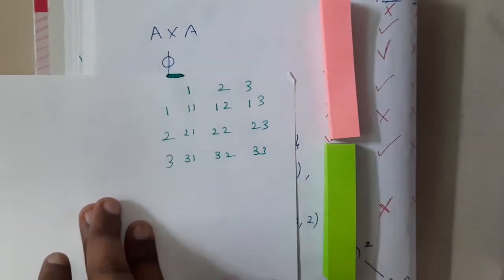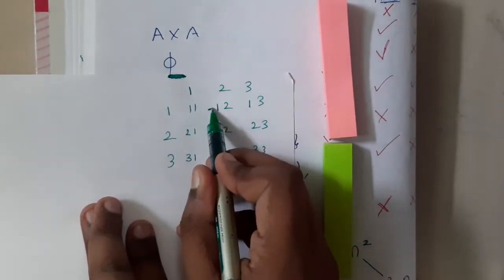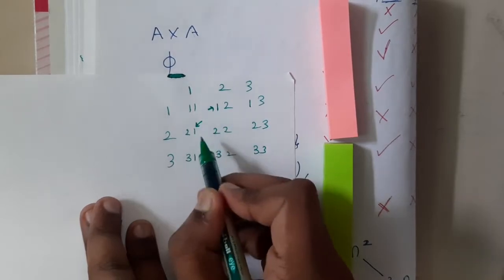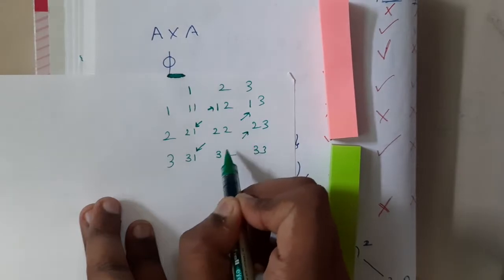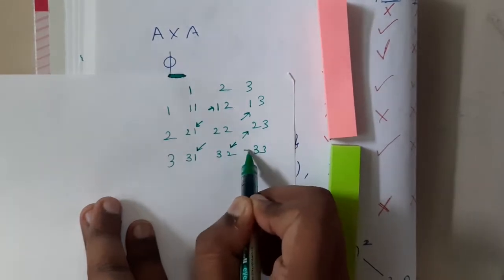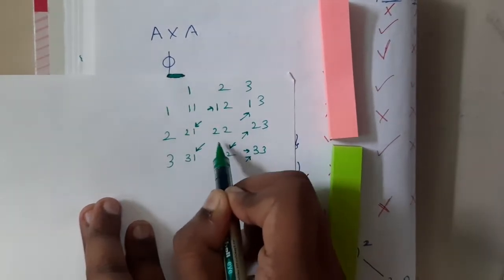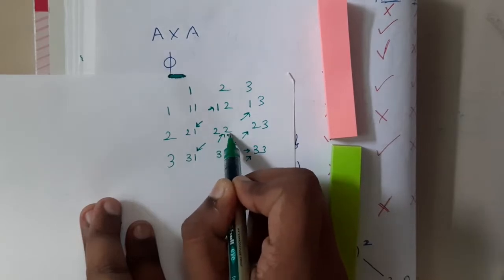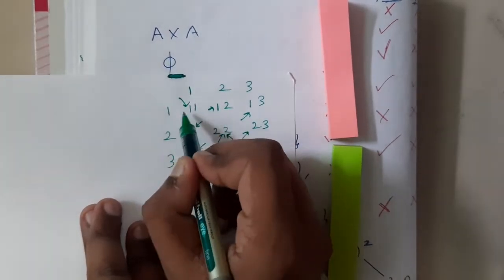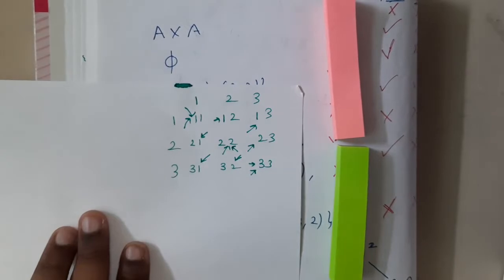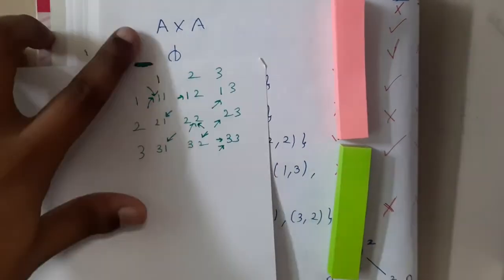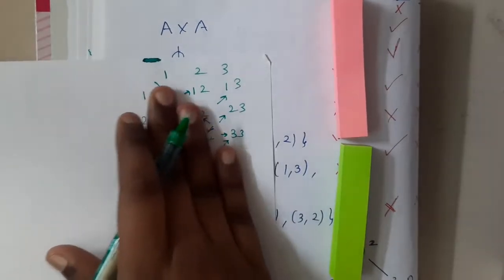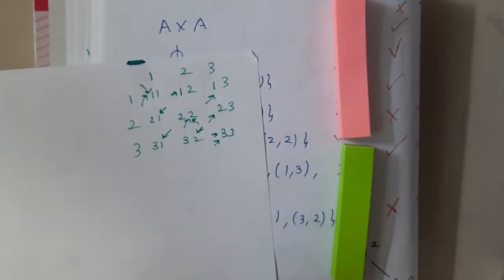What does a symmetry say? If this element is there, this element should be there. If this element is there, that element should be there. Got it? Now you got an idea. If you take A cross A, all elements will be there, so it will obviously be symmetric.